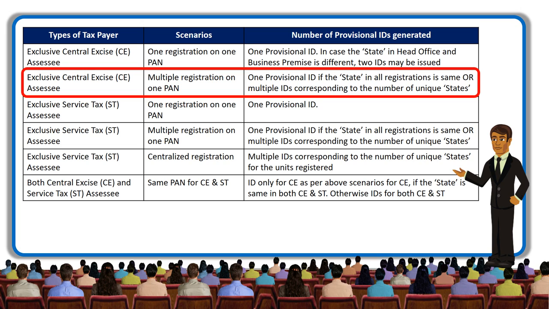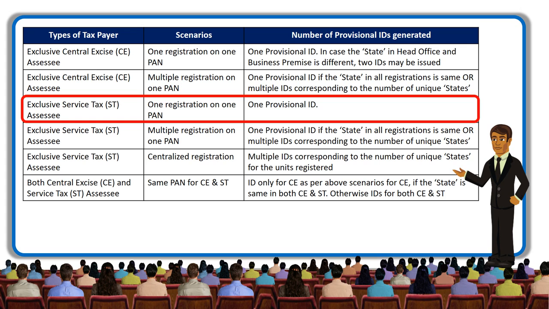In case of exclusive central excise assessee, where multiple registrations on one PAN are required, one provisional ID is generated if the state in all registrations is same, or multiple IDs corresponding to the number of unique states. In case of exclusive service tax assessee, where one registration on one PAN is required, one provisional ID is generated. In case of exclusive service tax assessee, where multiple registrations on one PAN are required, one provisional ID is generated if the state in all registrations is same, or multiple IDs corresponding to the number of unique states.